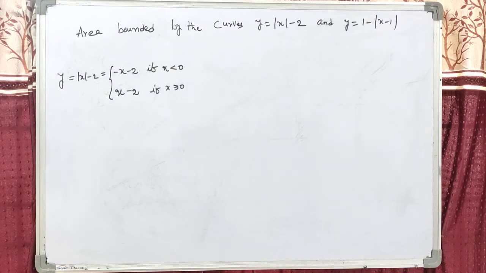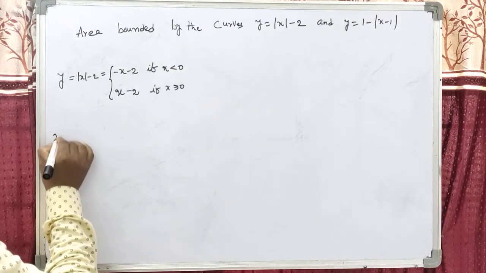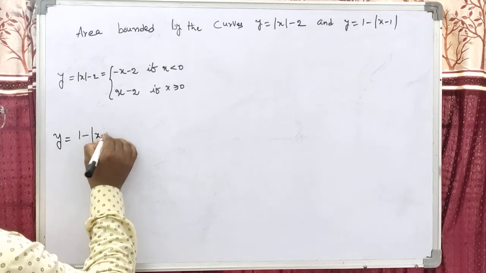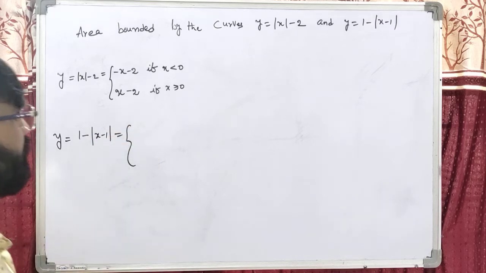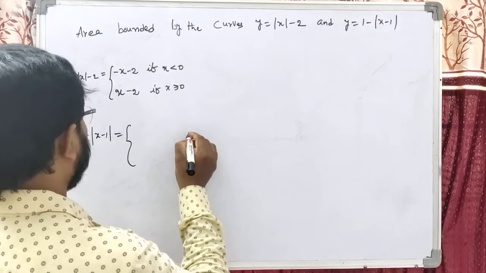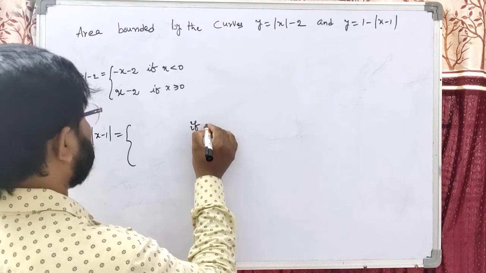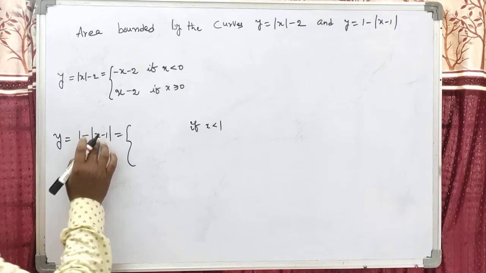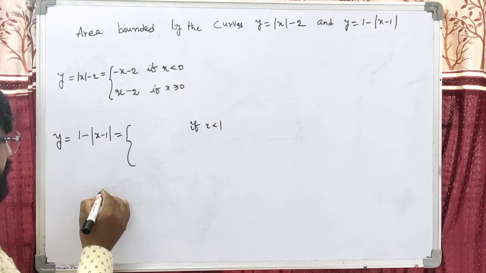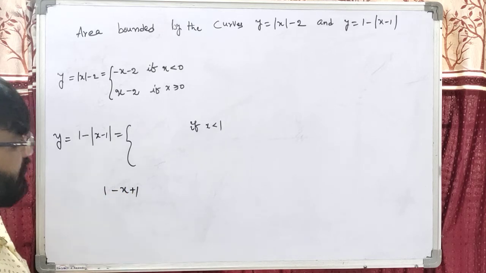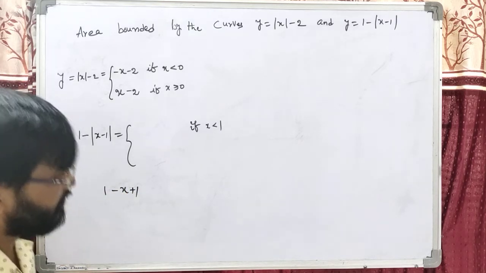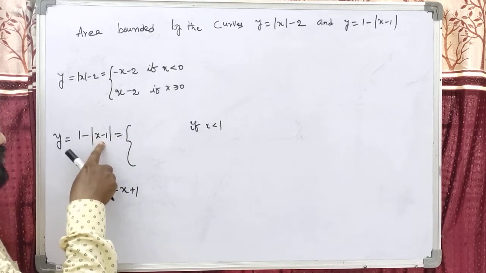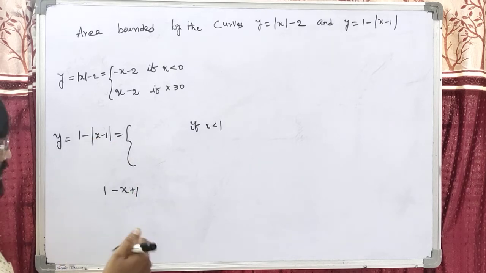Now, students, the second one is given: y equals 1 minus modulus of x minus 1. Dear students, if x is less than 1, you can take 0. This is minus. Dear students, what do you get? This is minus x plus 1. Okay, students, if x is less than 1, say 0, that is mod minus. That means minus x plus 1.